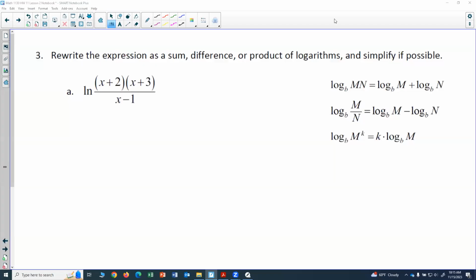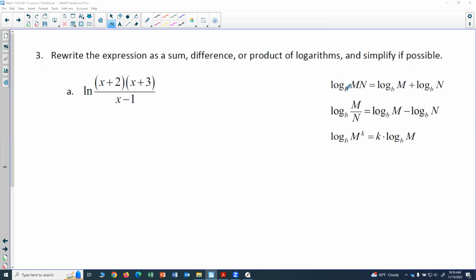In this video, we will look at using properties of logarithms to expand a logarithm. In our example, we are asked to rewrite the expression as a sum, difference, or product of logarithms and simplify if possible. So to help us out, I've put our log properties over here. You saw these in a previous video.